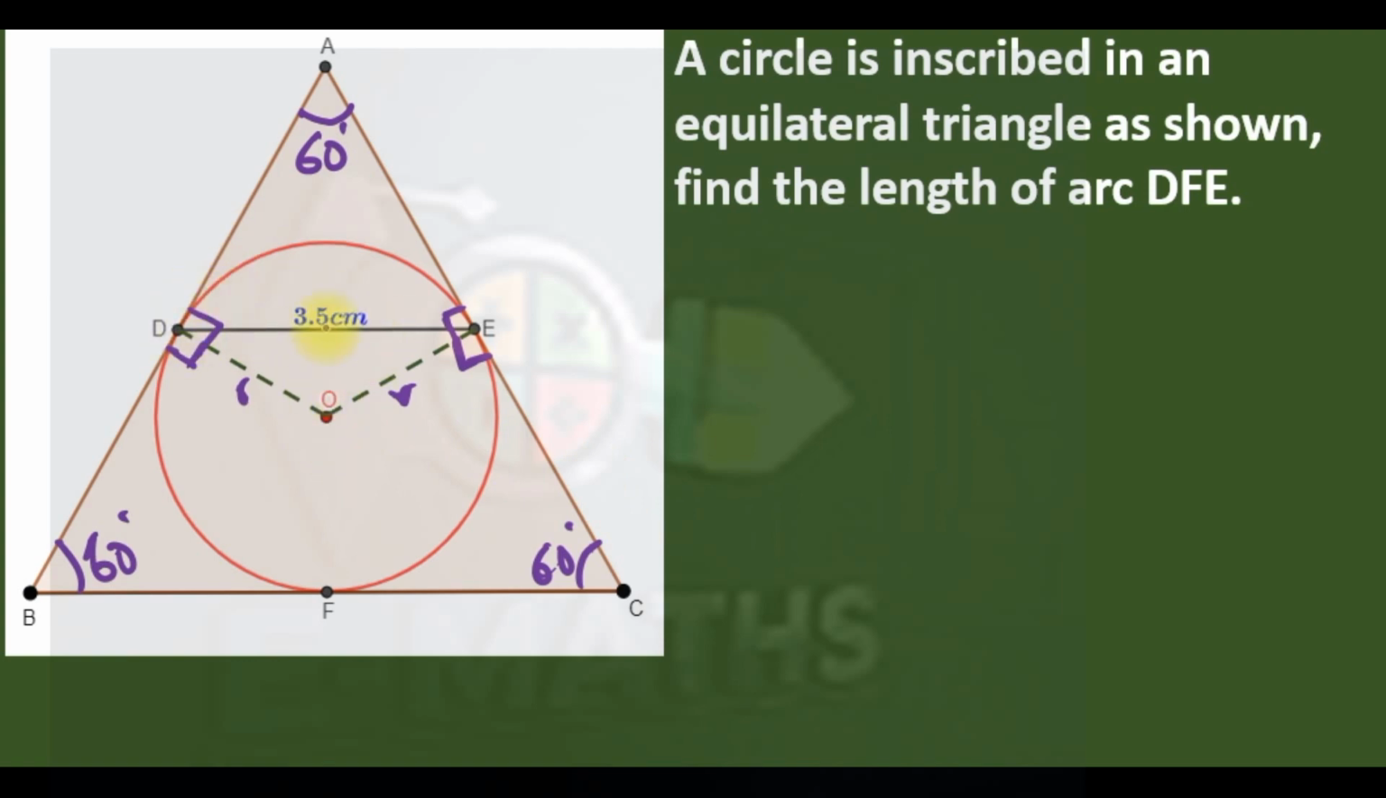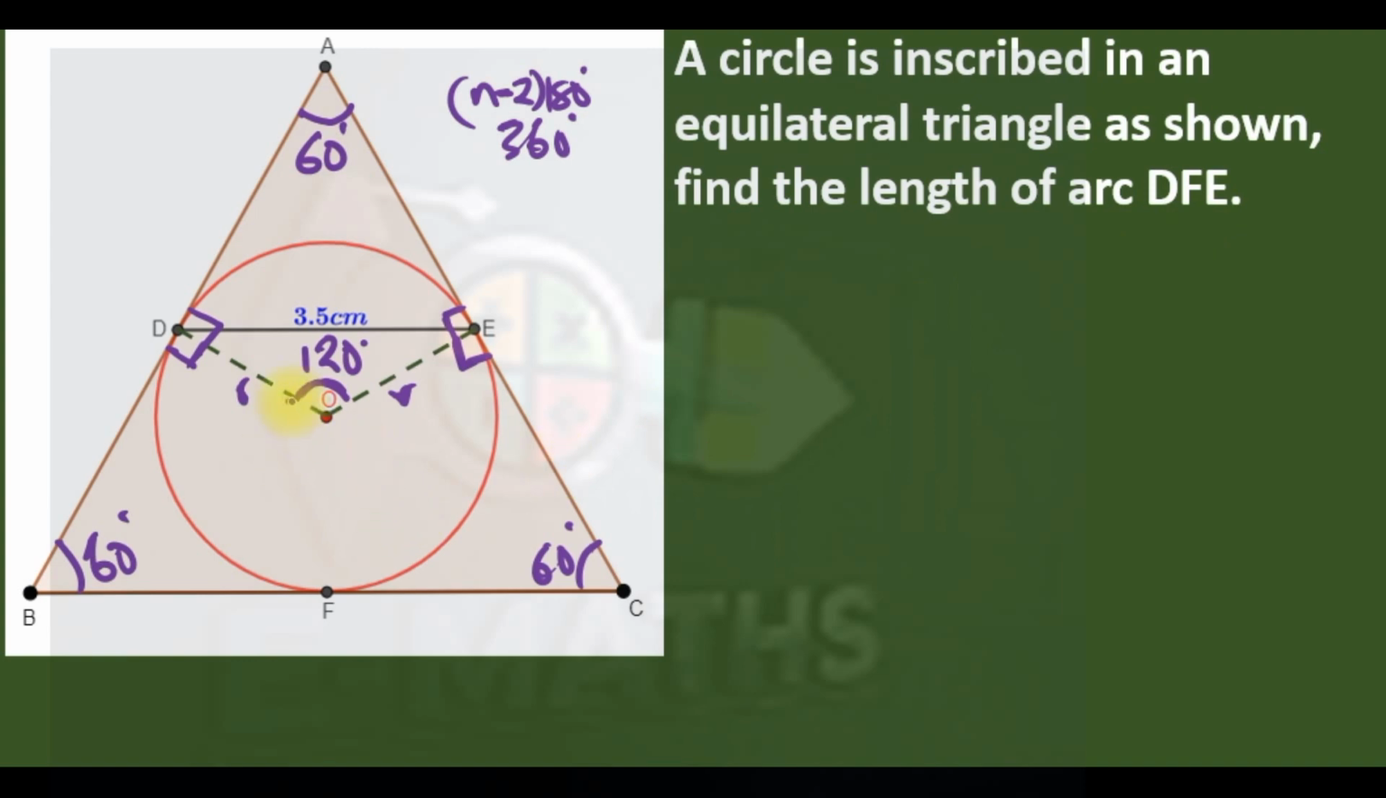So we now have a quadrilateral AEOD, and we know it's a polygon. The sum of the interior angles of any polygon is n minus 2 times 180, and since it's 4, the sum is 4 minus 2 times 180, which is 360. So if you sum this and this, the remaining angle here should be 360. So this is 90, 90, 180, this should be 120 to make it 180 plus 180, 360. So that's it. But we're asked to find arc DFE.